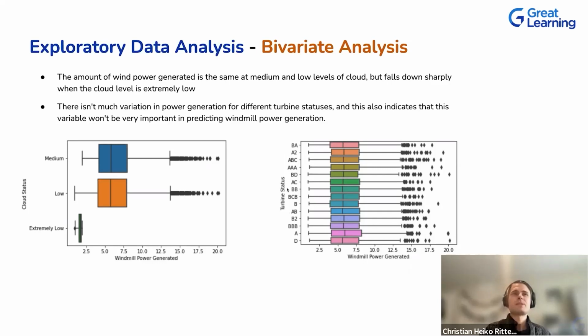If we look at the turbine status, we have different categories for the turbine. Looking at the windmill power generated, you see there's not much of a difference, so this variable might have a low predictive power. But we have to be careful because here we only look at a slice of the data, the relationship between one variable and our power generated. There could be nonlinear effects, which we're not seeing right now, which can be discovered by nonlinear models. So we have to be careful with these decisions.